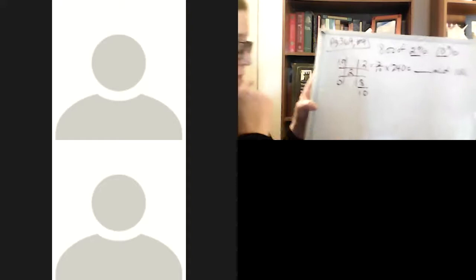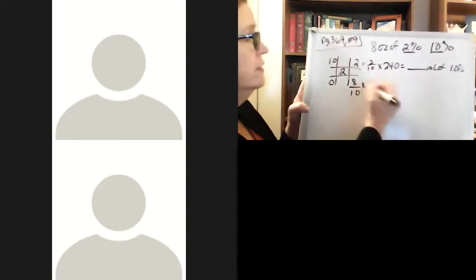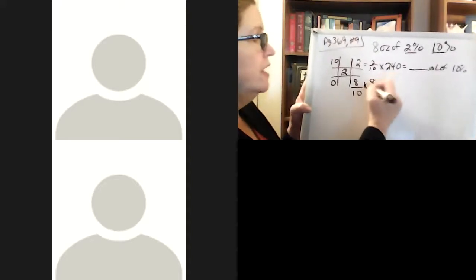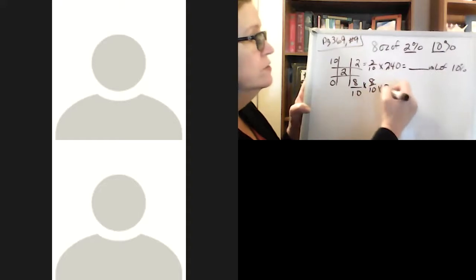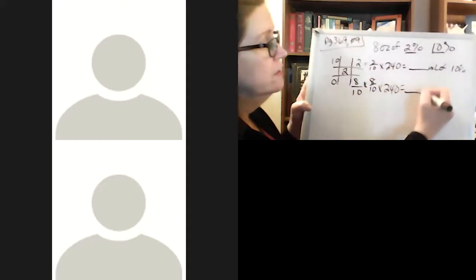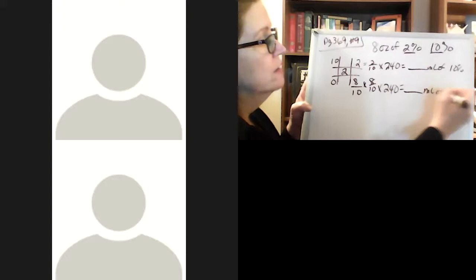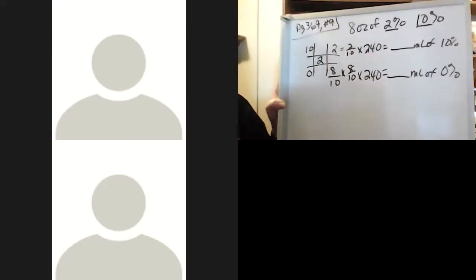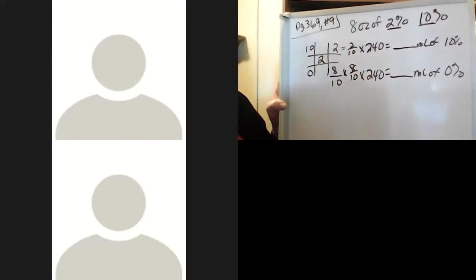Okay. Now this one is going to be 8/10 times 240. And that's going to give me so many milliliters of 0%. What the heck does that mean? 0% what? What is 0%?